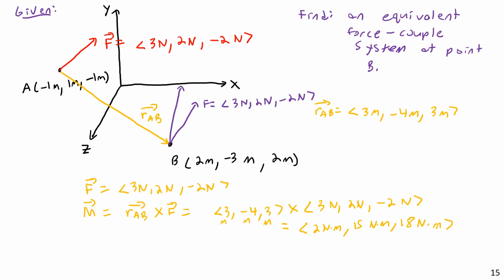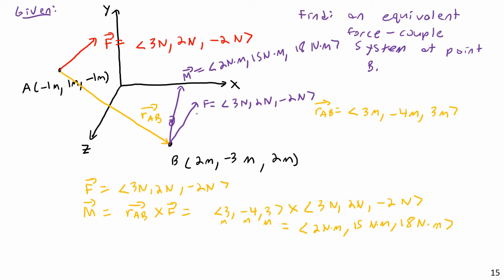A moment vector, and maybe I'll show a little rotation around that. Maybe make this nice and straightish. I cannot draw a straight line tonight. Oh well, which is, I suppose, always. So then the moment vector is 2 newton meters, 15 newton meters, 18 newton meters.